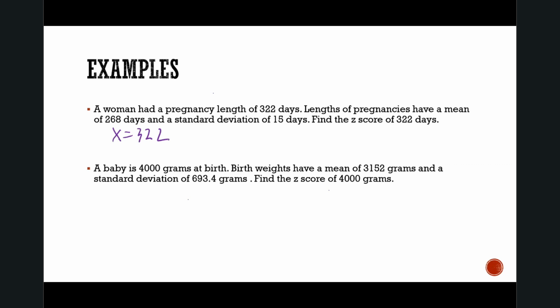The rest of it tells you this, and we should be good at doing this. It says length of pregnancies have a mean of 268 days. Is that a sample mean or a population mean? Which means you use what symbol? Sigma is for the standard deviation. This is mu, which looks like the letter U. It kind of looks like an M, but it's a U.